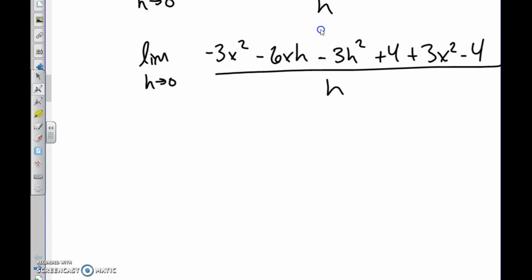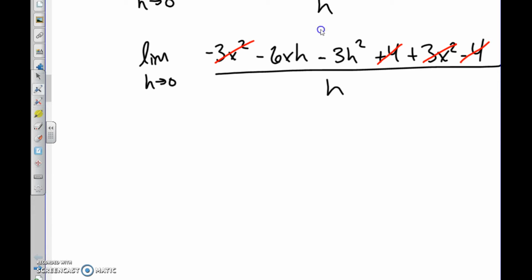Anything that does not have an h in it should cancel, because we want an h in every term so we can factor it out and cancel the h that's in the bottom. So I look here at this negative 3x squared. We can see that there's a negative 3x squared and a positive 3x squared, so they will cancel each other. And then the next thing that does not have an h in it would be this 4, and that would be a positive 4 and a negative 4. So we've canceled everything out that does not have an h.